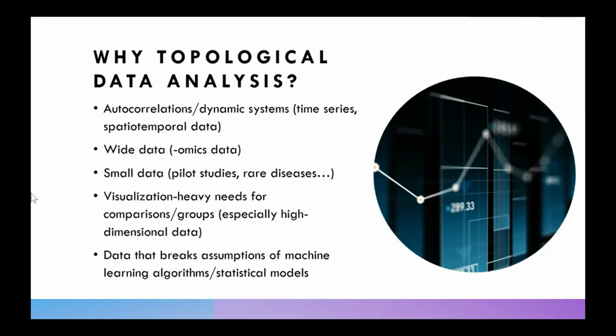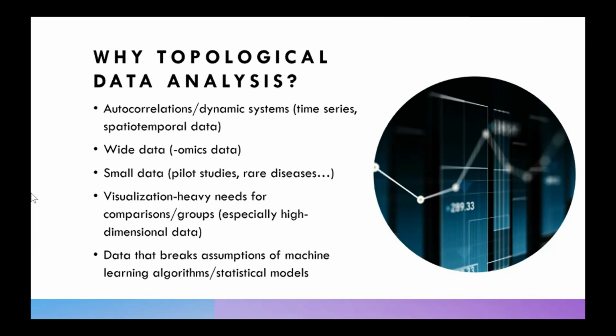So I sometimes get asked why topological data analysis. There are other methods out there that are a lot more common and have a lot less math involved. However, we have a lot of different types of data these days that can present a lot of challenges. So autocorrelations across time or space, any dynamic system can be viewed through topology. And a lot of the statistical methods really don't work. This sort of data breaks the assumptions.